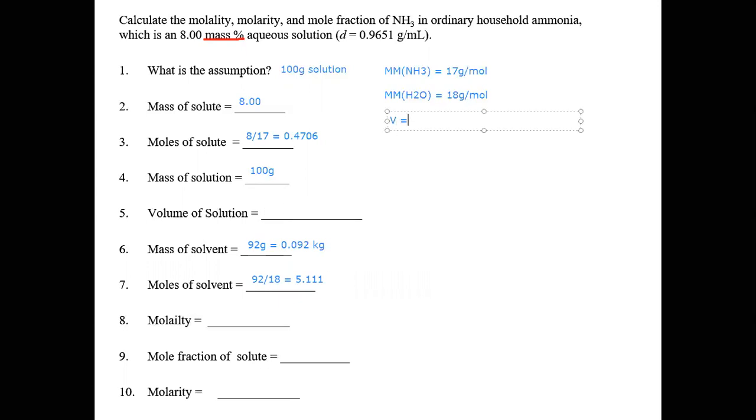Again, remember, volume is equal to mass divided by density. So to find the volume, we take the mass divided by 0.9651. And we get 103.6 milliliters. And we got to convert this to liters for molarity. Now we have everything that we can calculate: molality, mole fraction, and molarity.